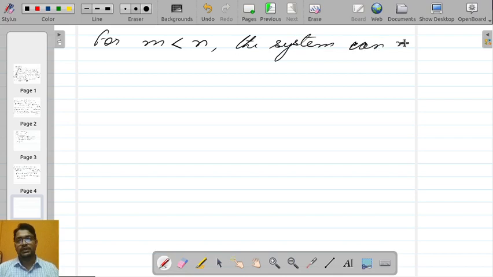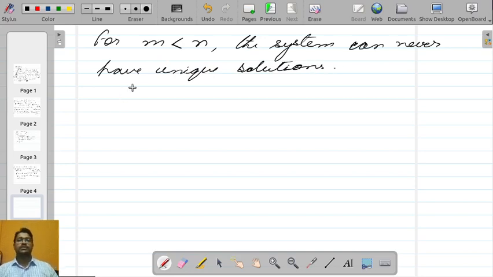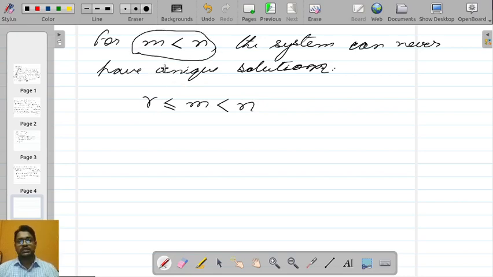For m less than n, the system can never have a unique solution. Okay, why? Because the rank is always less than or equal to m, and m is strictly less than n. So for a unique solution, this rank has to be equal to the number of unknowns. So if the number of equations is strictly less than the number of unknowns, there is no chance that the system will have a unique solution.